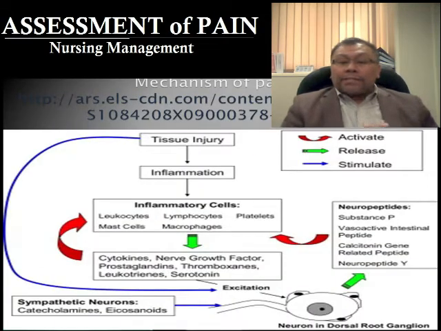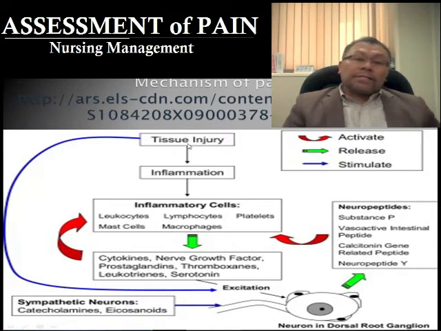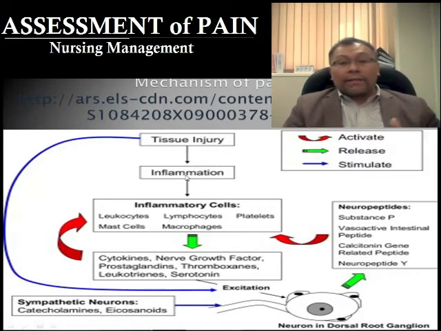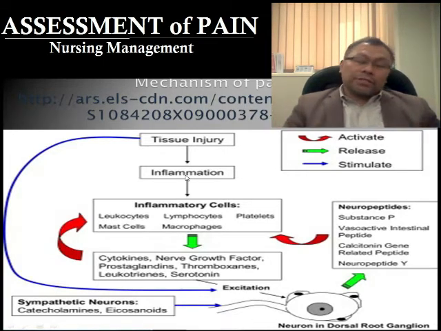So from here in this diagram, we have the activate, we have the release, we have the stimulate. Say for example, if you are going to trace up, try to see in the diagram from the upper part, if there is tissue injury, normally it will cause inflammation. So inflammation, if you are going to assess the patient's skin, there will be warmth, swelling, redness, or other manifestations if it is not prevented.